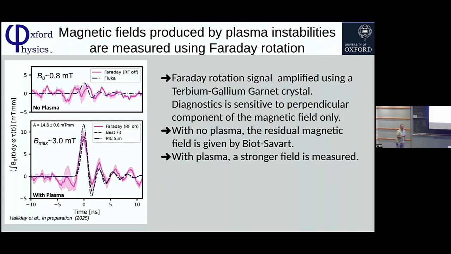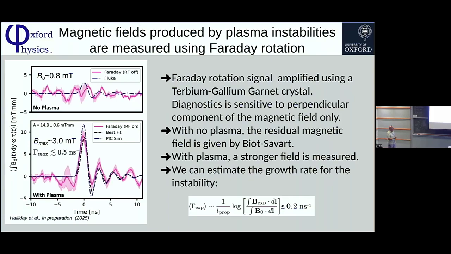So now we have a measurement of the magnetic field, so now we can estimate a growth rate of the instability, which essentially means we know what the experimental field was, the maximum field. We know what the field was without the plasma, and we know the propagation from the start of the plasma cell to the position of the measurement. We can estimate a growth rate of the instability, which is on the order of 0.2 inverse nanoseconds. If we take the max fields, it would be less than 0.5 inverse nanoseconds. So these are order of magnitude estimates of the growth rate of these instabilities.